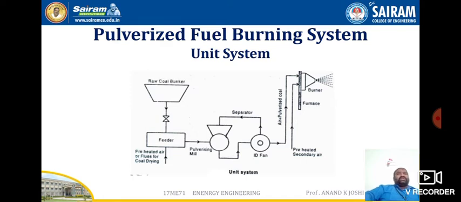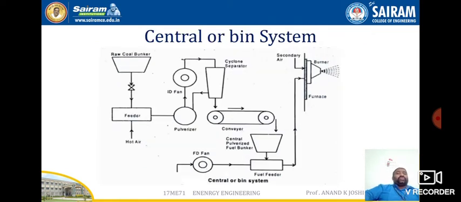And there is wear and tear of the fan blades, since it handles hot air and coal particles, and strict maintenance of the pulverizing mill is a must for perfect operation of the system. Okay, this is about the unit system. Let us discuss the next one, the central system, or we call it the bin system.